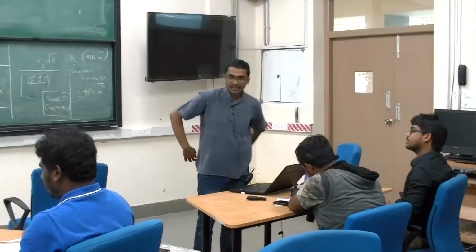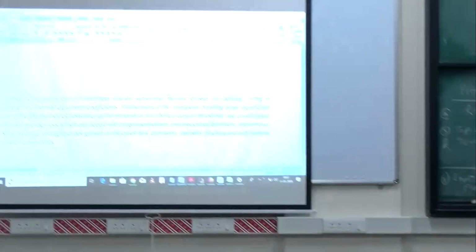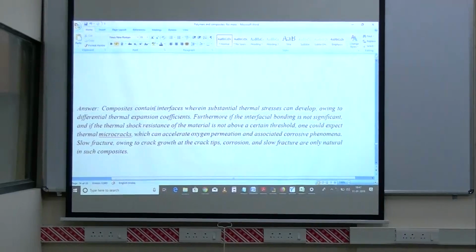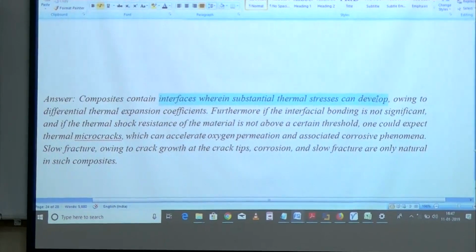Okay? Yes. So you are also thinking in terms of structures, morphology of the dispersoid and so on. So let us look at the answer to the question. Composites contain interfaces. So you are right, they contain interfaces. There can be thermal stresses.